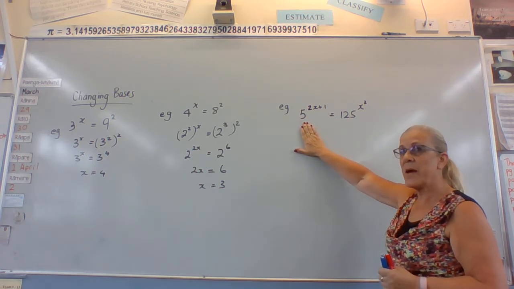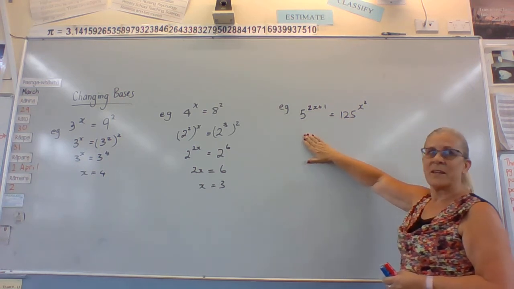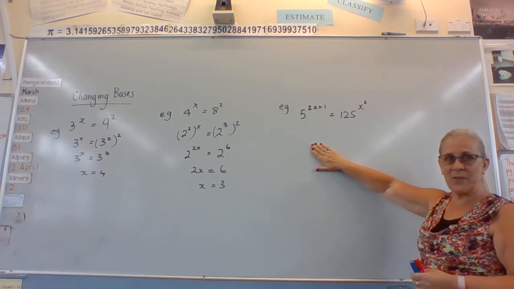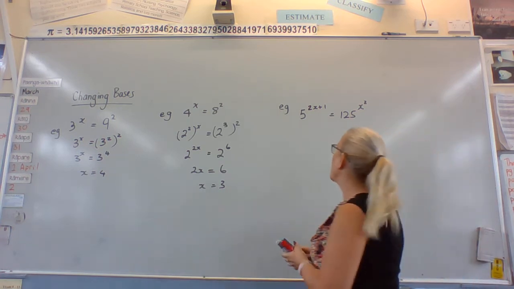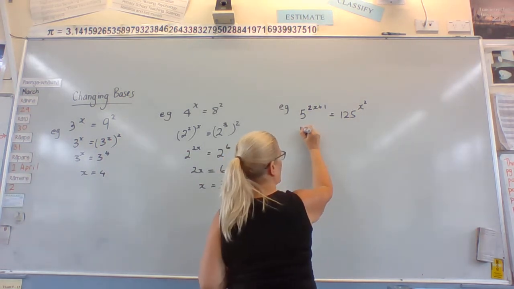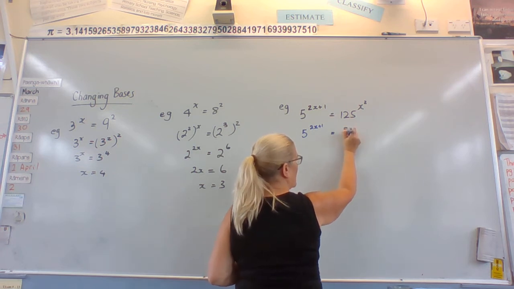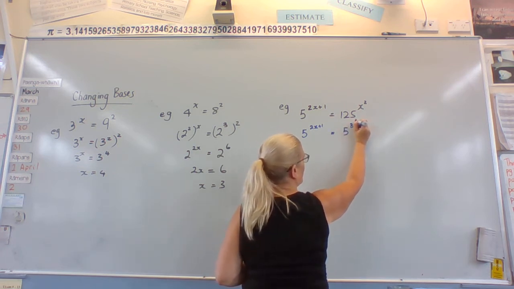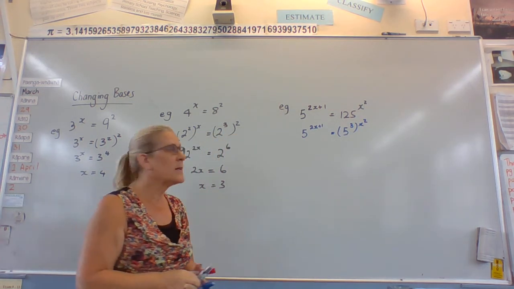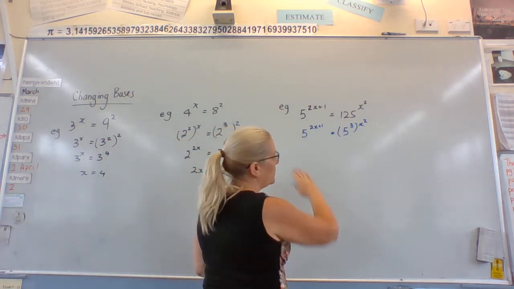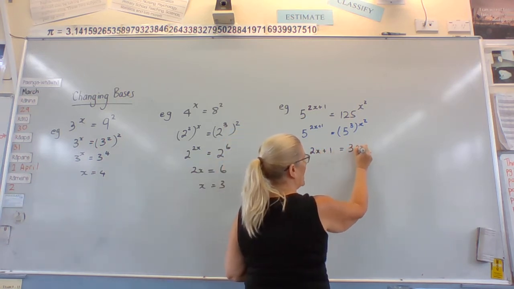5 to the power of 1 is 5. 5 squared is 25. 5 cubed is 125. So these are both part of that 5 power function. This one and this one. Alright? So when we get rid of everything, we've ended up with 2x plus 1 is equal to 3x squared.